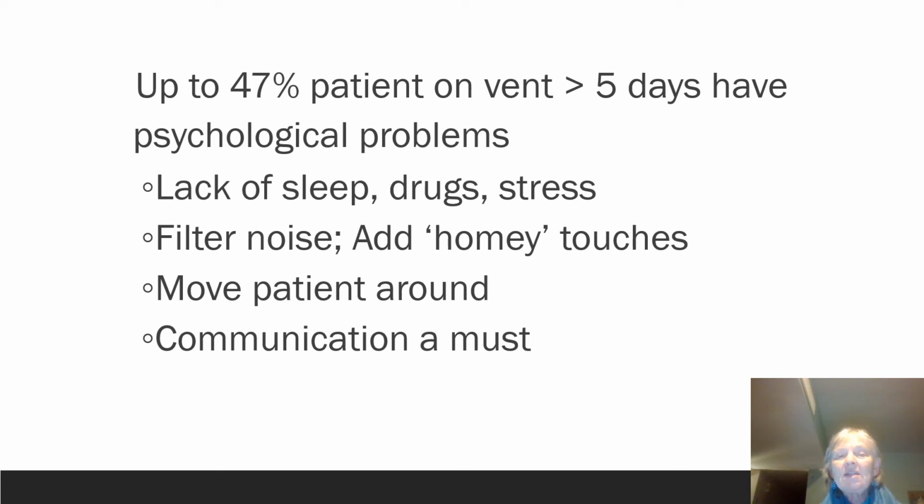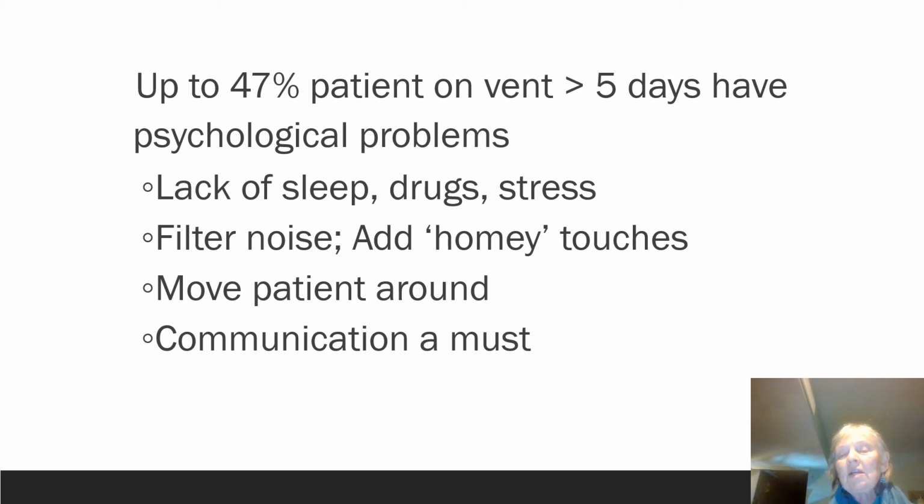One study they did, they said up to about 47% of patients on the vent 5 or more days have psychological problems. And the question is why? And it's really kind of things we see and we've talked about. A lack of sleep, the drugs we give them, the stress these patients have because they don't sleep, listening to the noise. The ICU is a closed environment, so whatever's going on in there has a tendency to stay in there. We need to make it more comfortable.